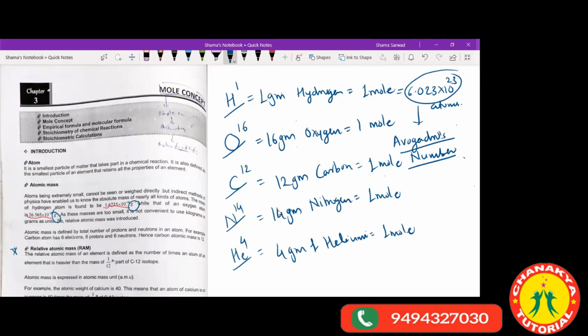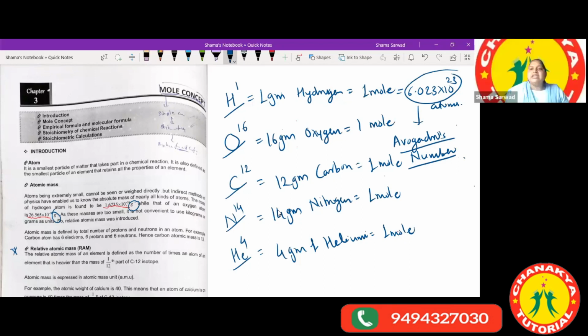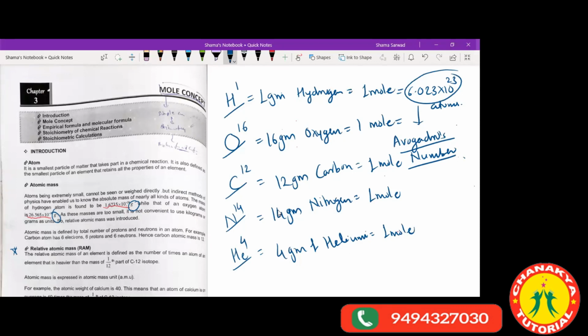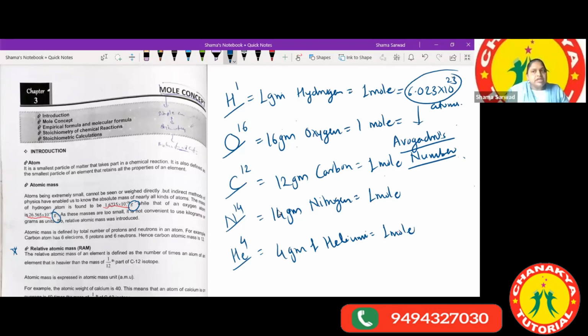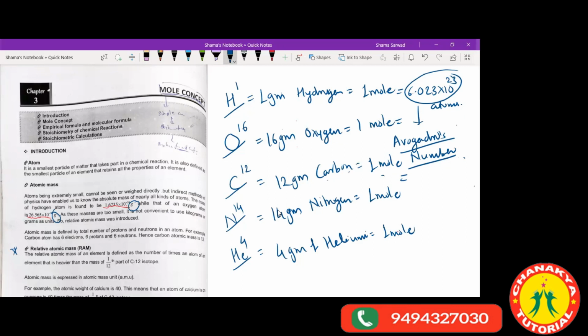How many atoms of oxygen will be present in 16 gram of oxygen? 6.023 into 10 raised to 23. Similarly, if I give you 12 grams of carbon, that will be 1 mole of the substance. It will also consist of how many atoms? 6.023 into 10 raised to the power 23. Yes, this is the beauty of chemistry.